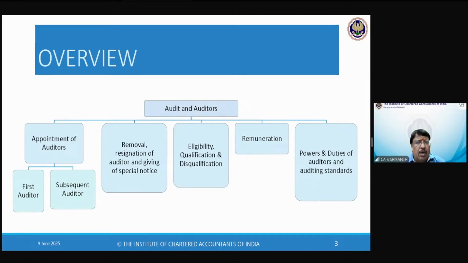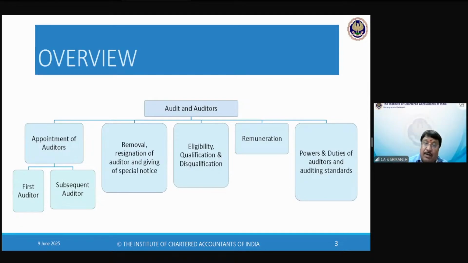The rule is no company shall be without an auditor at any point in time. Check out. See, company is born. Day one, it cannot have an auditor, but within 30 days, or within the time prescribed, the board should appoint the first auditor. Otherwise, central government will appoint.